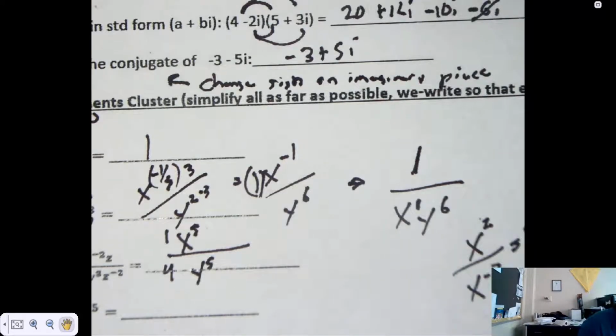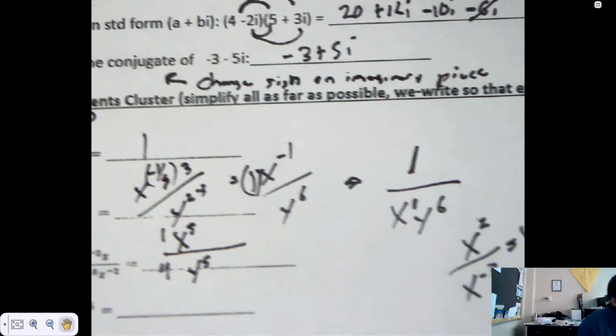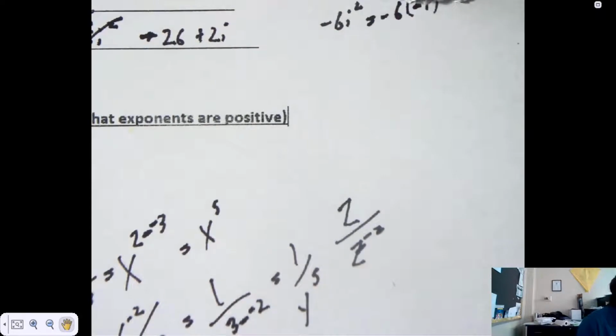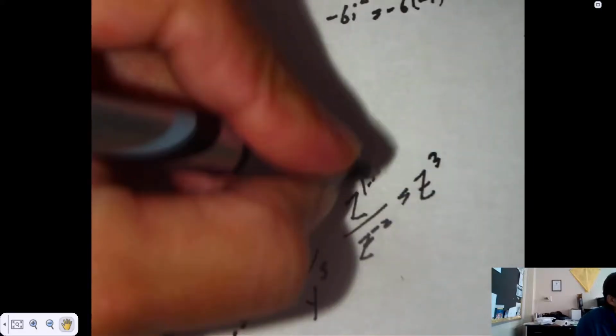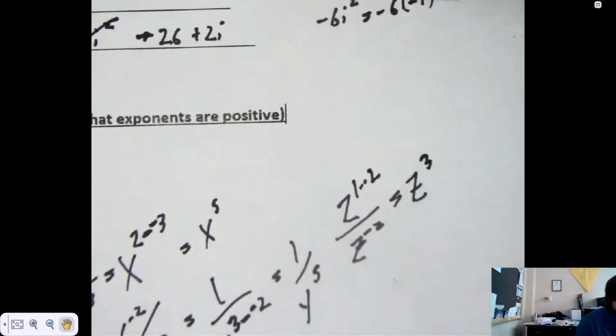Last thing we have is z over z to the negative, I believe that's a 2. I really don't feel like showing the work on that one. Z to what power? 3rd power. 1 minus a negative 2. Z cubed. Positive up top.